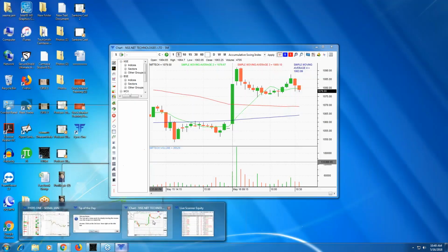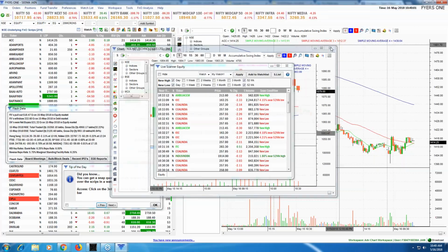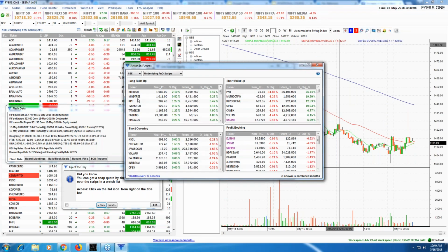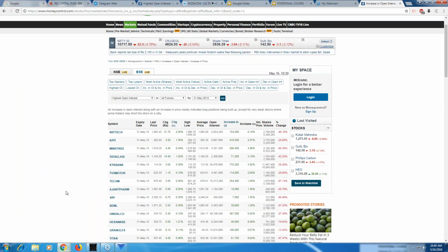The Fires platform also gave us almost the same information. Actions in the future. See here, NIIT Tech, Mindtree, KPIT, TVS Motors, Tata Elxsi, Page Industries, and so on. Let's see here: NIIT, KPIT, Mindtree, Tata Elxsi, Karnataka Bank, TVS Motors, Tech Mahindra, Ajanta Pharma, SRF. This is where the longs are being built.